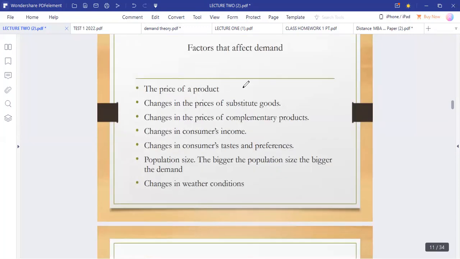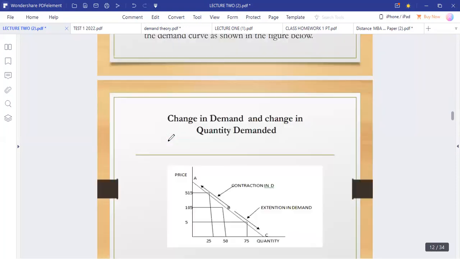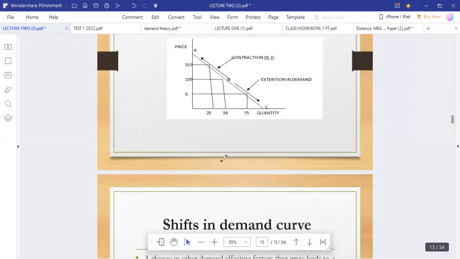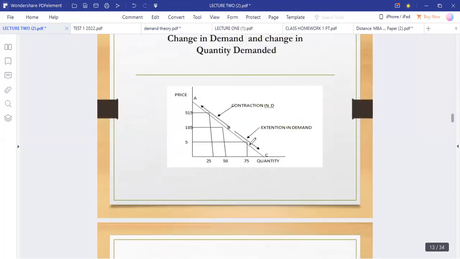So we also spoke about the factors that affect demand, like the price of the product, price of substitutes and complements, income, preferences, population size, weather conditions. All these affect demand. And we looked at demand as being downsloping. So demand also works on shifts. The movement along this curve is because of changes in prices. But when your income goes up, we're going to have a shift in demand. When we shift outward, it means your income has gone up. When we shift inward, it means your income has shrunk.